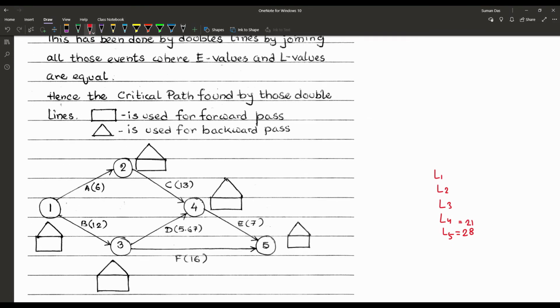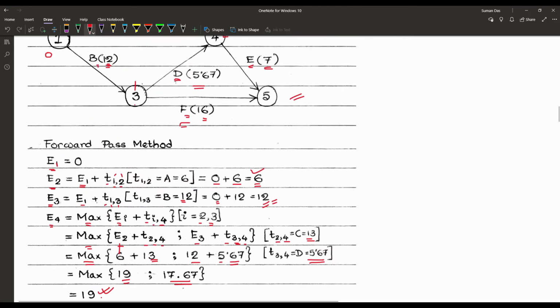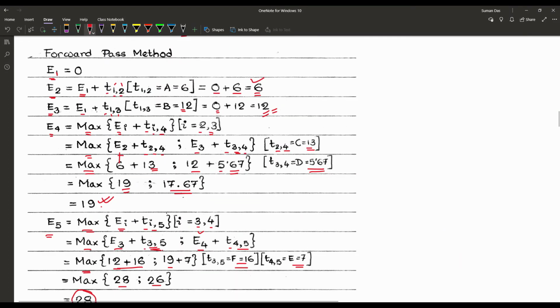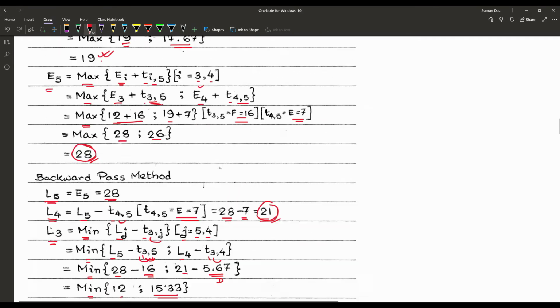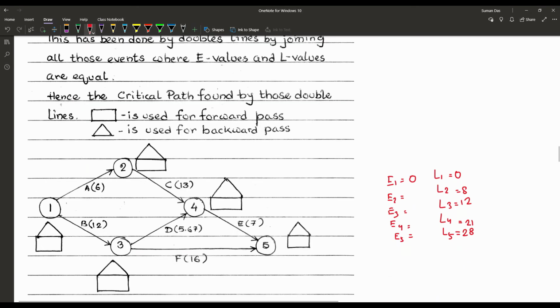21, 12, 8 and 0. Then we have to write down once again, that is from E1 to E5, and obviously E1 is our 0. Then E2 to E5: 6, 12, 19 and 28.